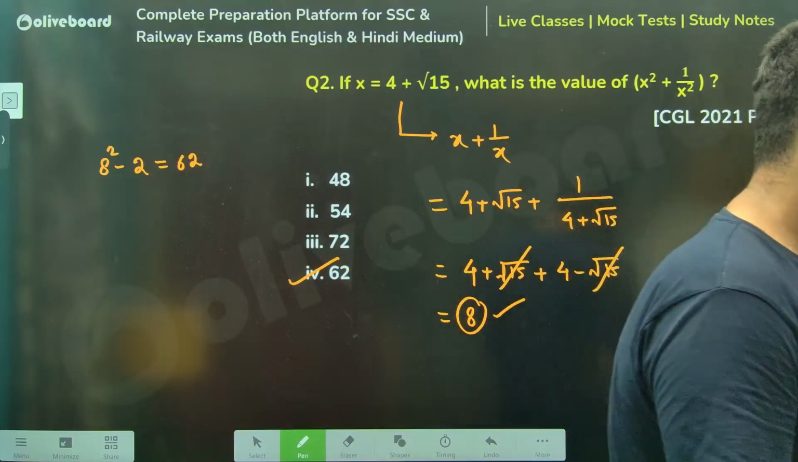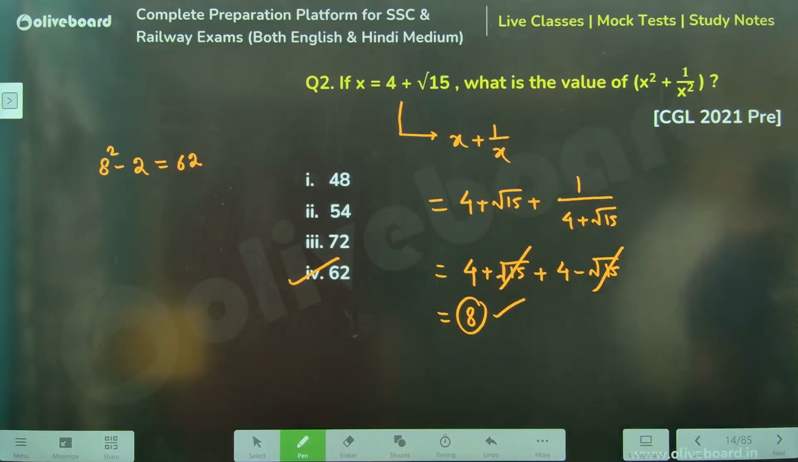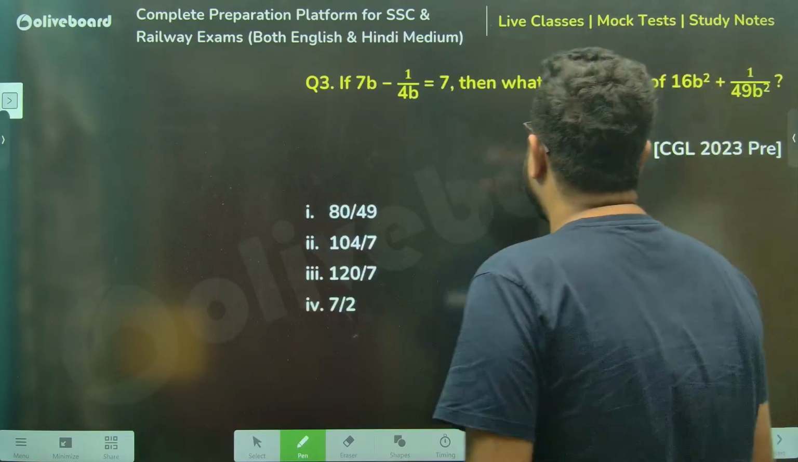Yes, exactly. This happens every year. Chalo, chalo. Next one, please.